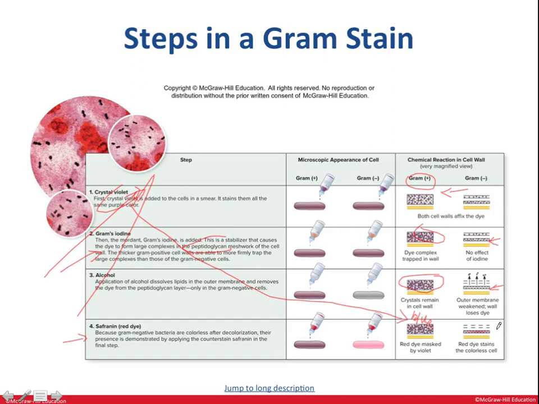However, since the gram-negative cells lose all the crystal violet, they are stained red, because safranin is a red color. So the gram-positive cells are blue, and the gram-negative cells are red. Then we can use the microscope to differentiate the gram-positive cells and gram-negative cells.